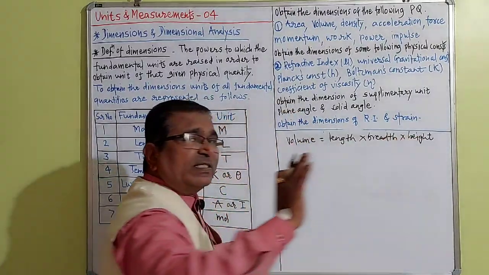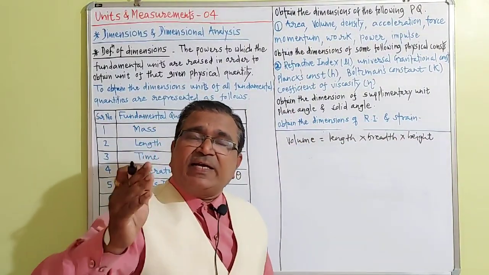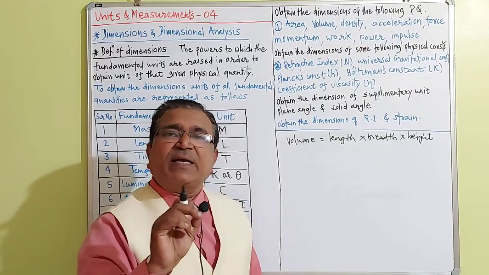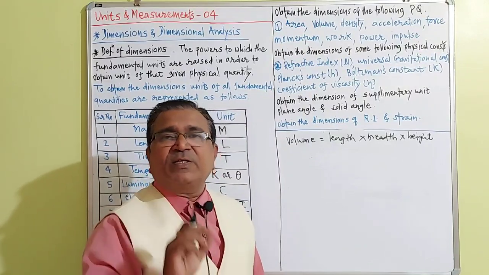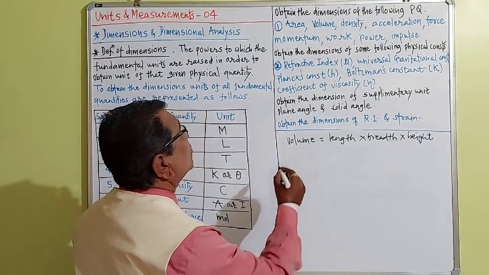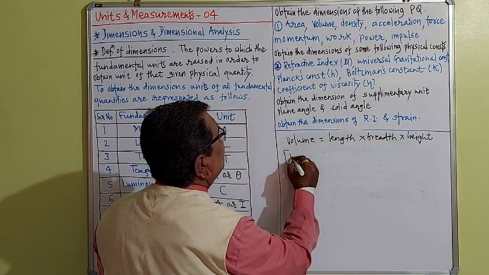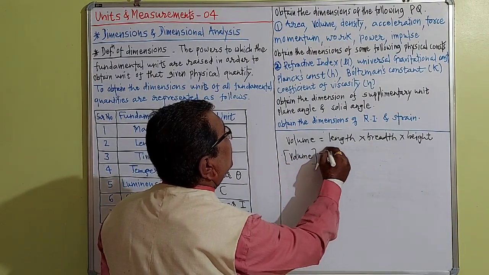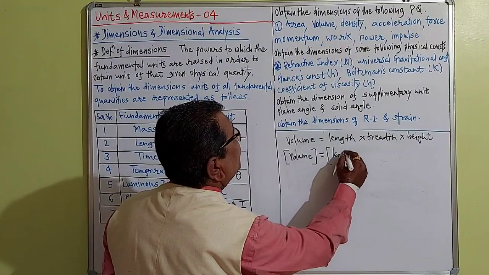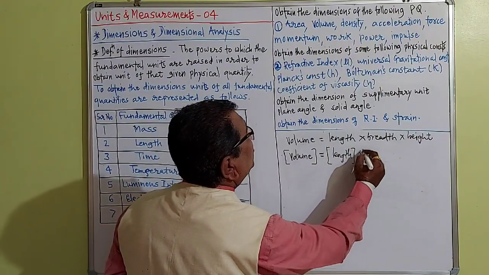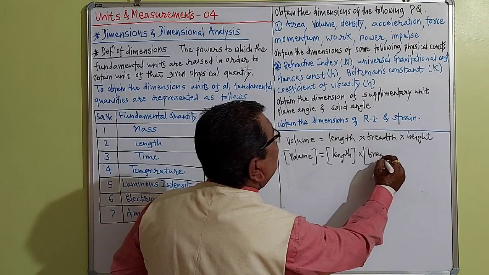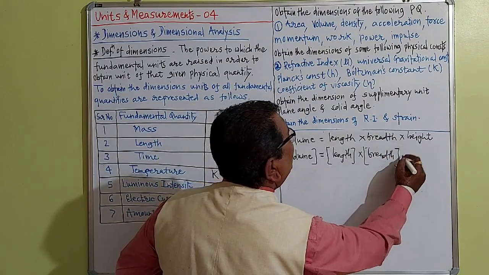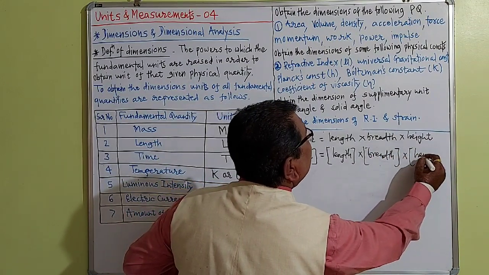Again the same procedure. Length, breadth, height. Breadth is nothing but a type of length. Height is nothing but a type of length. So you will get what here? Put a dimension on both sides. Dimension of volume is equal to dimension of length into dimension of breadth into dimension of height, like this.